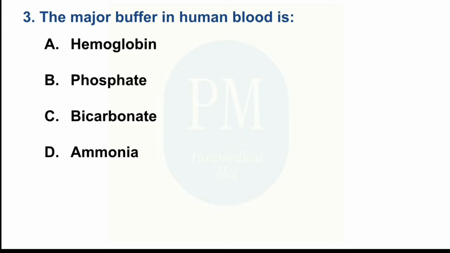The major buffer in human blood is option A. Hemoglobin. Option B. Phosphate. Option C. Bicarbonate. Option D. Ammonia. The correct option is option C. Bicarbonate.